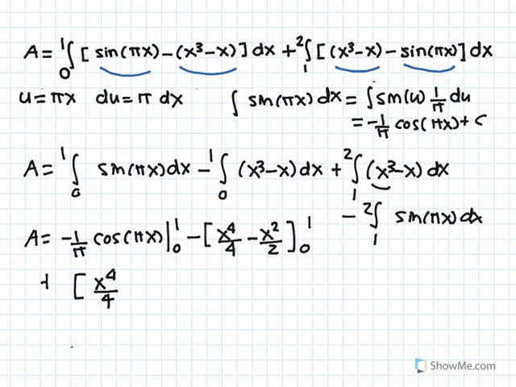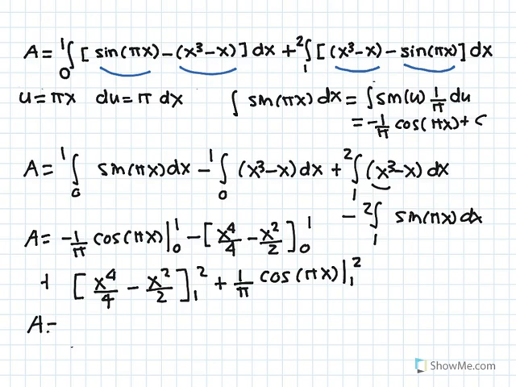The antiderivative of x cubed is x to the fourth over 4 minus x squared over 2, evaluated from 1 to 2, minus the integral of sine pi x, and we found that to be negative 1 over pi, so that's plus 1 over pi cosine of pi x, evaluated from 1 to 2. Now we have to substitute this in.